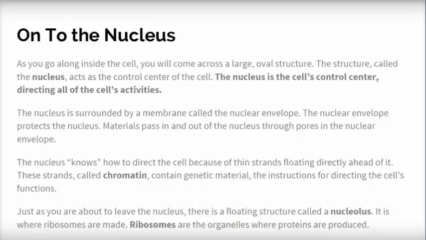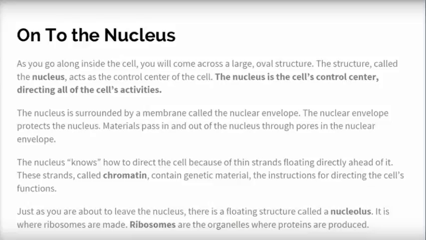On to the nucleus. As you go along inside the cell, you will come across a large oval structure called the nucleus. It acts as the control center of the cell, directing all of the cell's activities. The nucleus is surrounded by a membrane called the nuclear envelope. The nuclear envelope protects the nucleus. Materials pass in and out of the nucleus through pores in the nuclear envelope.